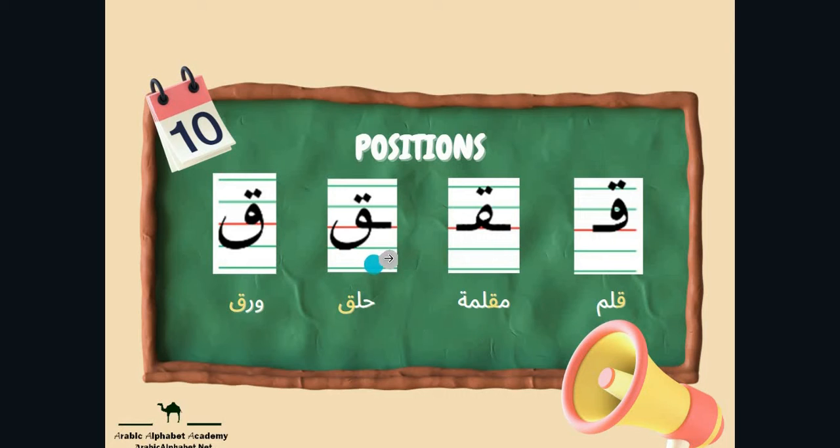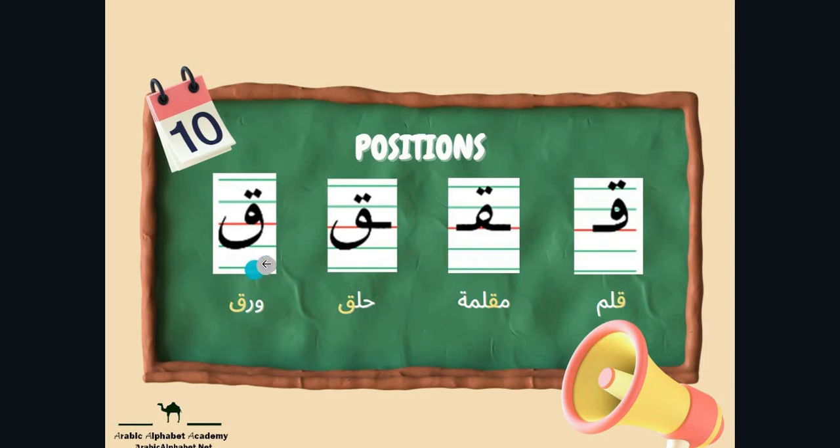And finally, when it's in the end of the word, we can see here there is extension. That's because the letter Qaf is connected to the last letter before it. Like in the example, halqon, a throat. This is a very good example because today we are using a lot our throat to pronounce the letter Qaf.